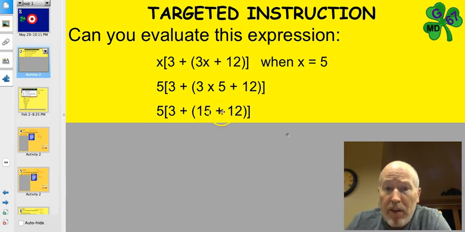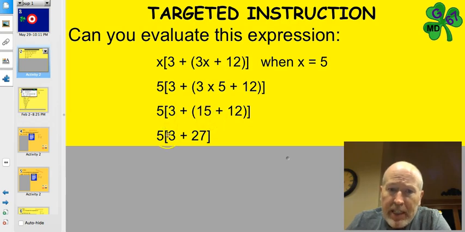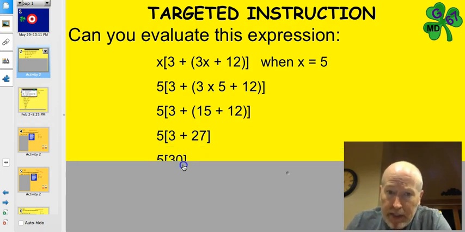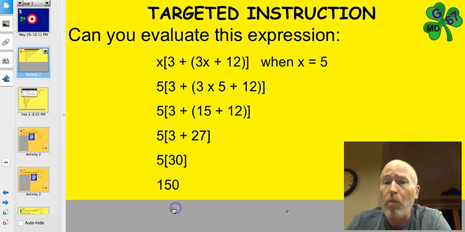We still have the addition to do inside those brackets before we can move out. So we have to add 15 plus 12. And when we do that, we have 27. Now we're into the next set of brackets where we have to add 3 plus 27. Notice this is not multiplication. There's an addition sign there. So we take care of that set of brackets, and we get 30, the sum of 3 and 27. Now we have to multiply 5 times that 30 to get 150.